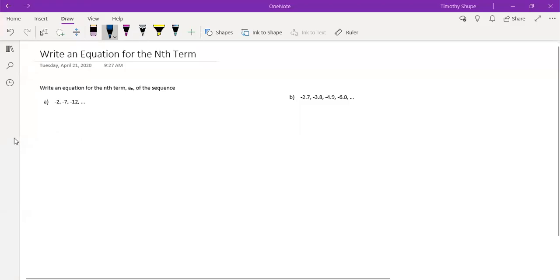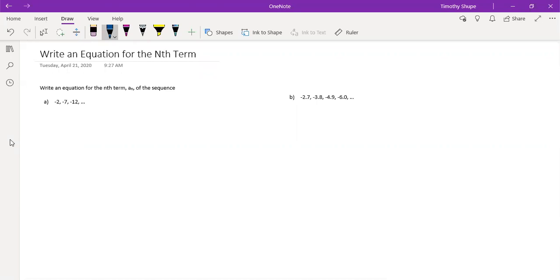The next thing we want to be able to do is write an equation to represent any term in the sequence. And we are going to do this based off of the patterns that we see within these sequences. So looking at this first pattern, we want to find the common difference, or the value that we either add or subtract to get from term to term.